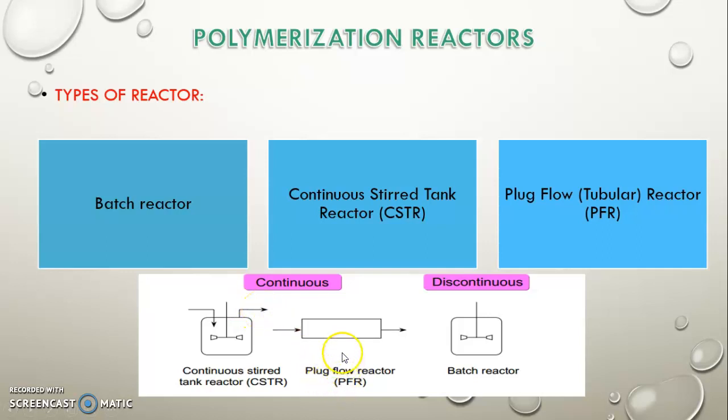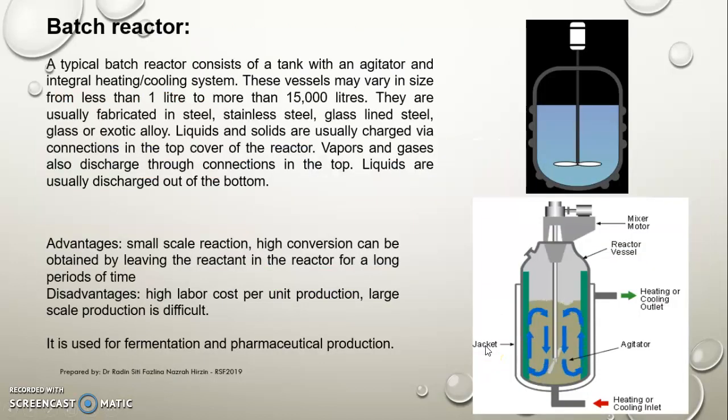Okay, and schematic diagram of PFR adalah dalam bentuk tube macam ni. This is the material coming in and material coming out, and this is the continuous stirred reactor and batch reactor. Sorry, this is the batch reactor which is discontinuous stirred tank reactor. Okay, simple. Yang ni dia tak ada dia punya flow in flow out. Okay, look at the batch reactor first.